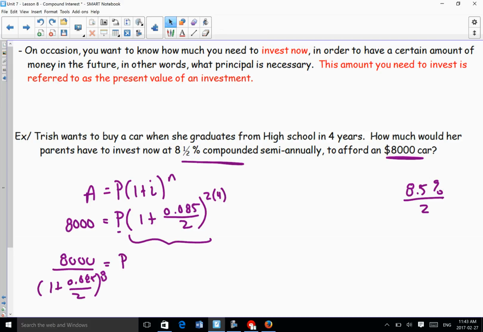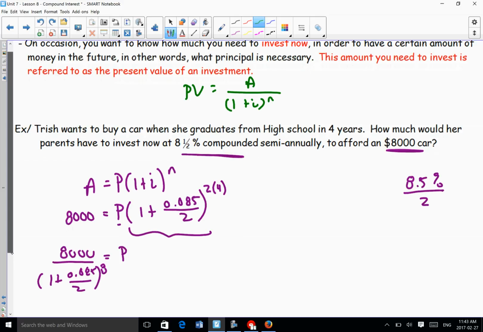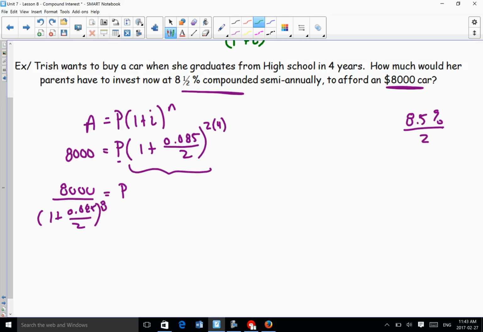So if you ever need to find the present value, a nice rearrangement of our equation is present value equals amount over 1 plus i all to the n. And it saves us from having to calculate and then recalculate. Our calculator should be able to handle this.